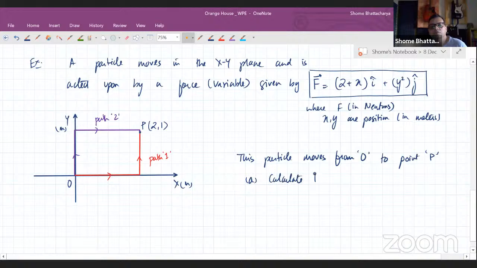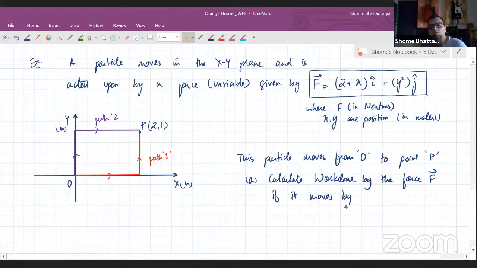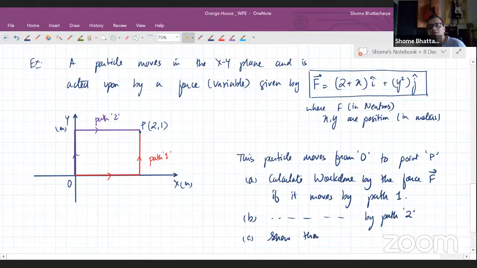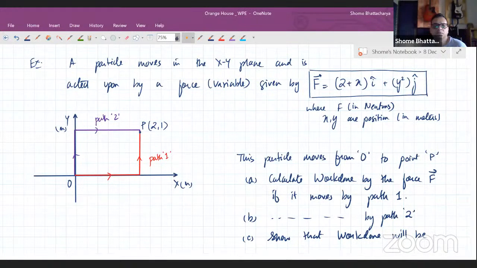Calculate the work done by the force F if it moves by path 1. Similarly, calculate the work done if it moves by path 2 and C. Show that the work done will be identical for any possible path.